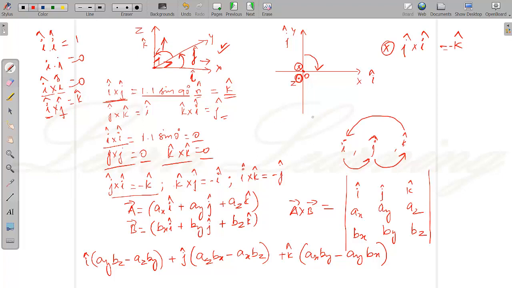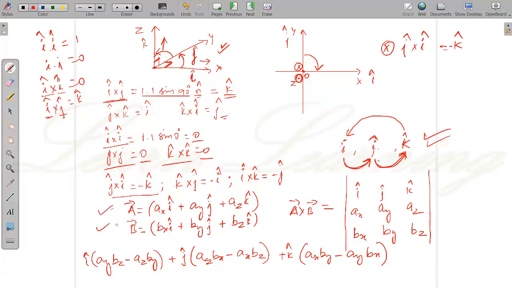Similarly, which will be minus and which will be positive? For that, you can remember one thing. You just write I, J, and K. If you're going in this cyclic direction, I to J, J to K, and then K to I, then everything will be positive. If you do I cross J, you will get K cap. If you do J cross K, you will get I cap. If you do K cross I, you will get J cap. But if you change the order, you are going to get the minus one. If you do J cross I, you will get minus K cap. If you are doing K cross J, you are going to get minus I cap. If you are doing I cross K, then you are going to get minus J cap.